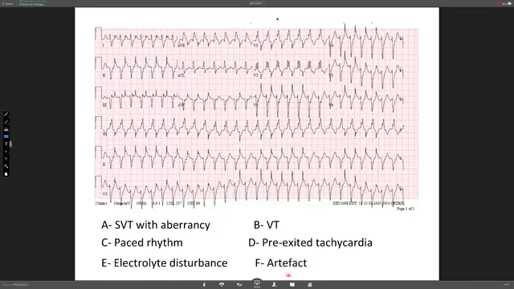So what I do is whenever I have a case of broad complex tachycardia, there are different ways of differentiating between VT and SVT with aberrancy or pre-excited, but none of these algorithms, whether Brugada or Griffith or Vereckei algorithm, none of them is perfect. So even for us as electrophysiologists, we don't always get it right. So that's a good starting point.